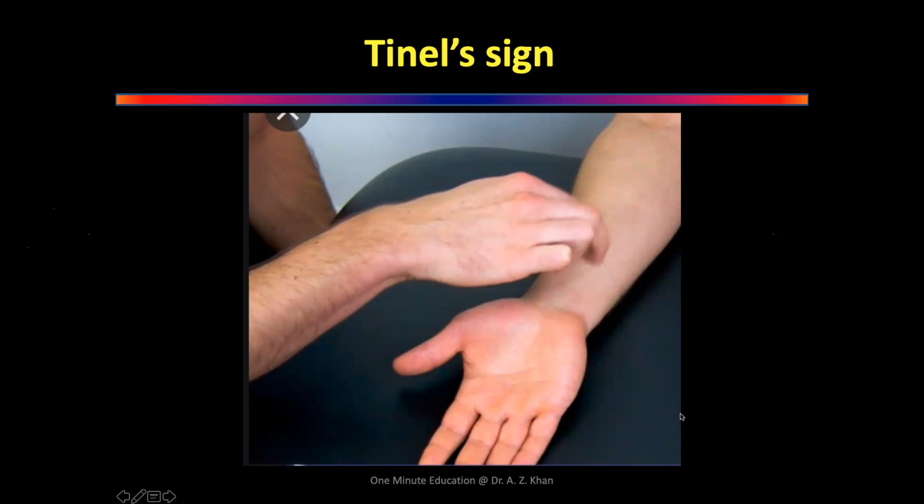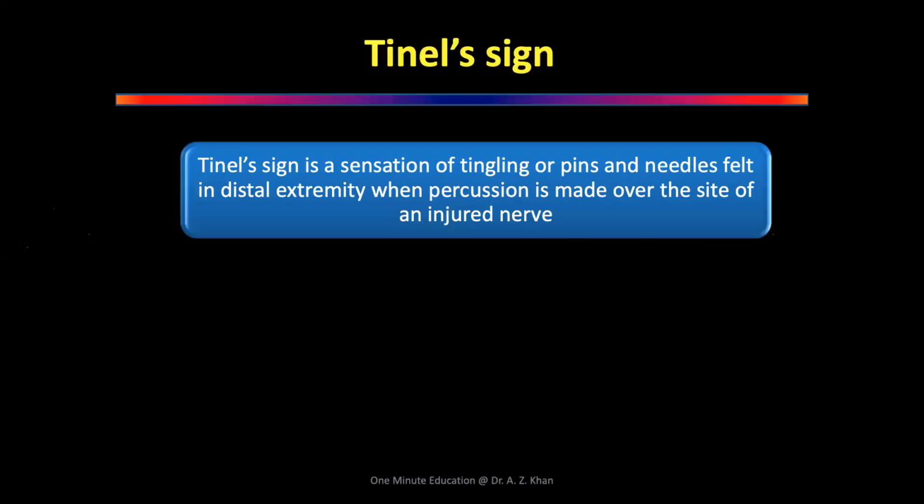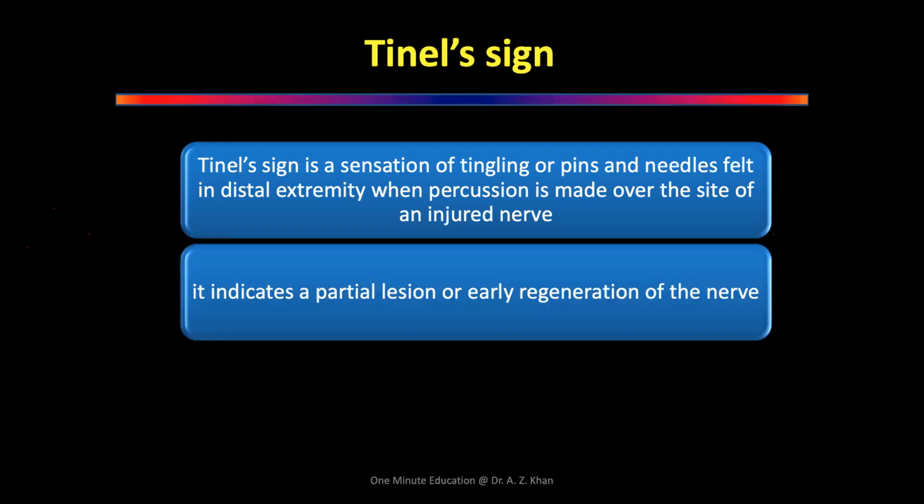To get the 1 mark, you have to tell me 1 condition where you do Tinel's test, Tinel sign. How do you elicit Tinel sign? Okay, it's a sensation of tingling or pins and needles felt in the distal extremity when percussion is made over the site of an injured nerve. The important thing about Tinel's sign is it is not a transection. It indicates a partial lesion or early regeneration of a nerve.